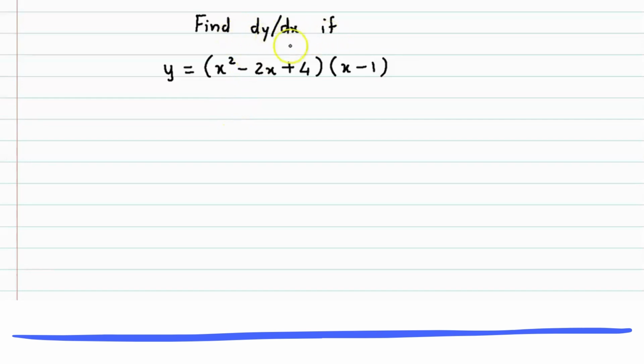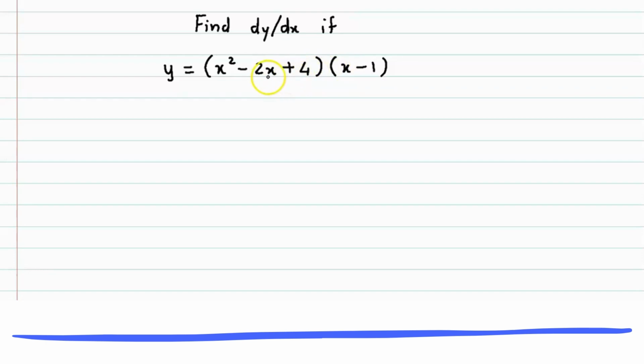Find dy by dx if y is equal to (x² − 2x + 4)(x − 1). Now since both these terms are algebraic, it's possible to multiply these two brackets. So we'll multiply the two brackets and then take the derivative, so that will become easier.